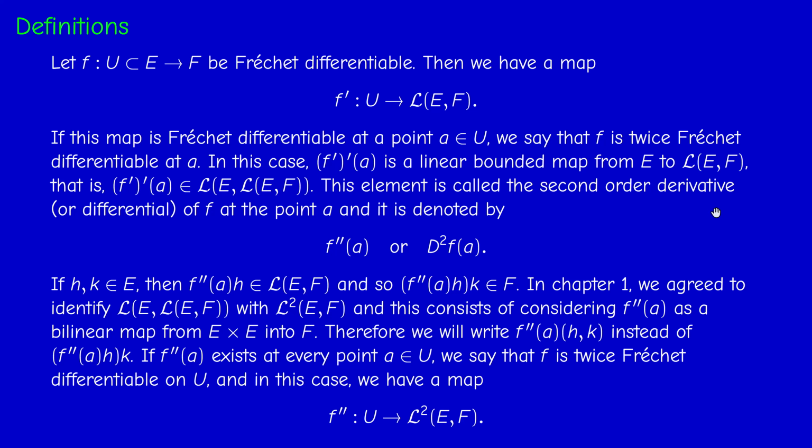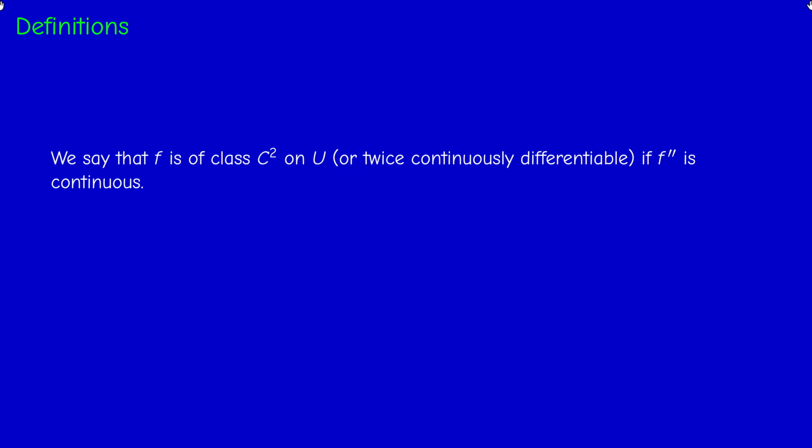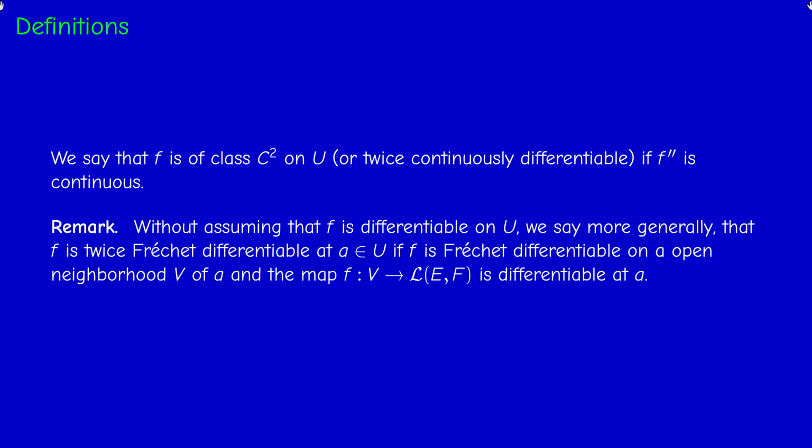Okay. So note the difference in the target spaces. So F and F prime and F double prime, when they exist, of course, have a common domain, usually. But the target space of F is capital F. The target space of F prime is L of E and F, and the target space of F double prime is L2 of E and F. Okay. And as you expect, we say that F is of class C2 or twice continuously differentiable if this map is continuous.